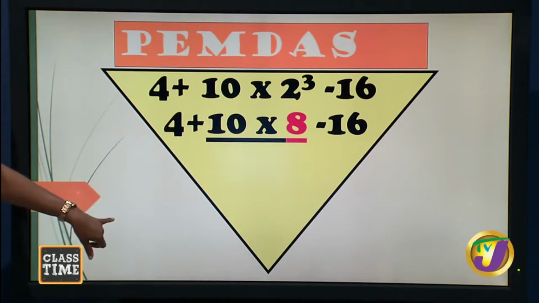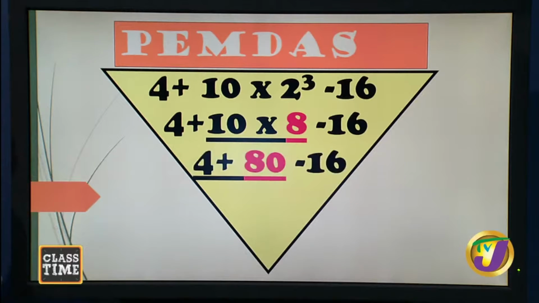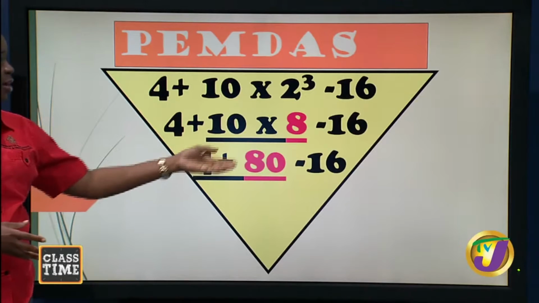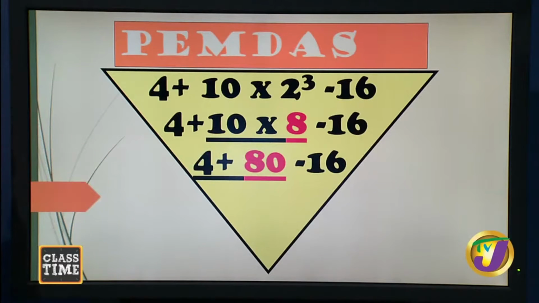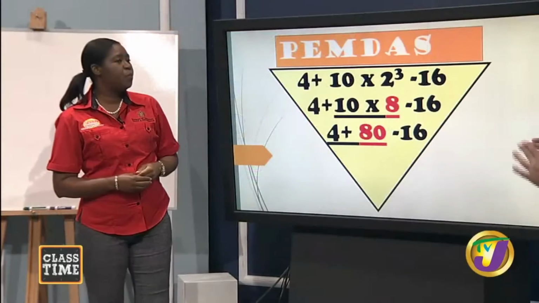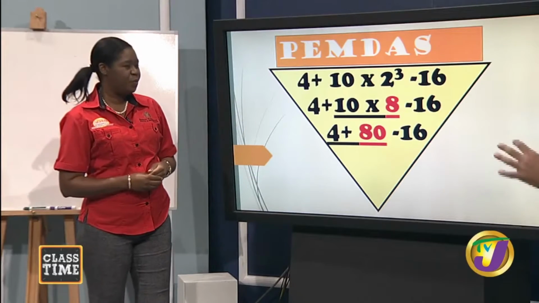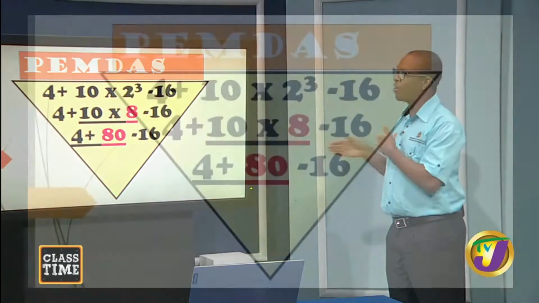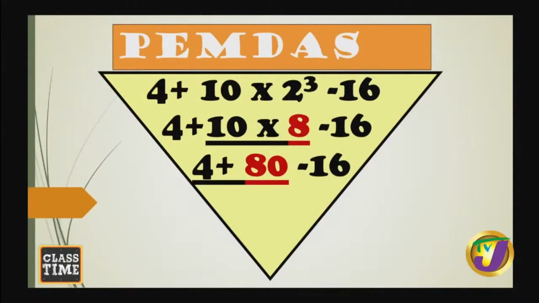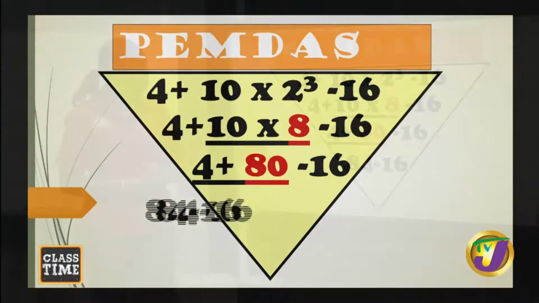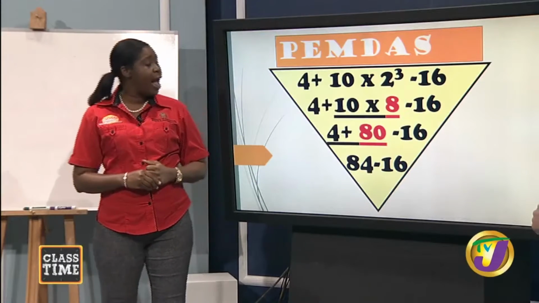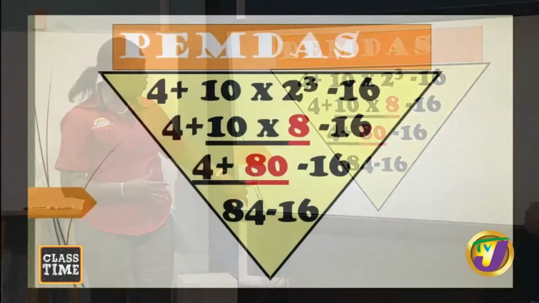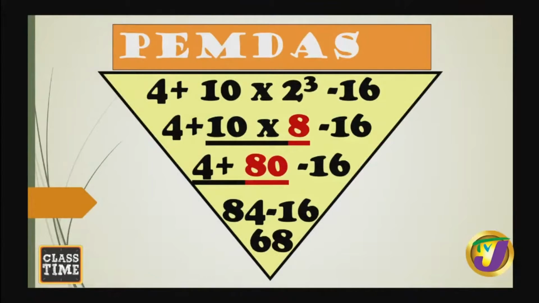So multiplying 10 and 8, that would give us 80. So now we're down to addition and subtraction. And again, we have the addition and the subtraction at the same level. So we do them in the order they appear. Very good. So we would add 4 and 80, and that would give us 84. And now we're left with subtraction. And when we subtract these two numbers, we would get 68.